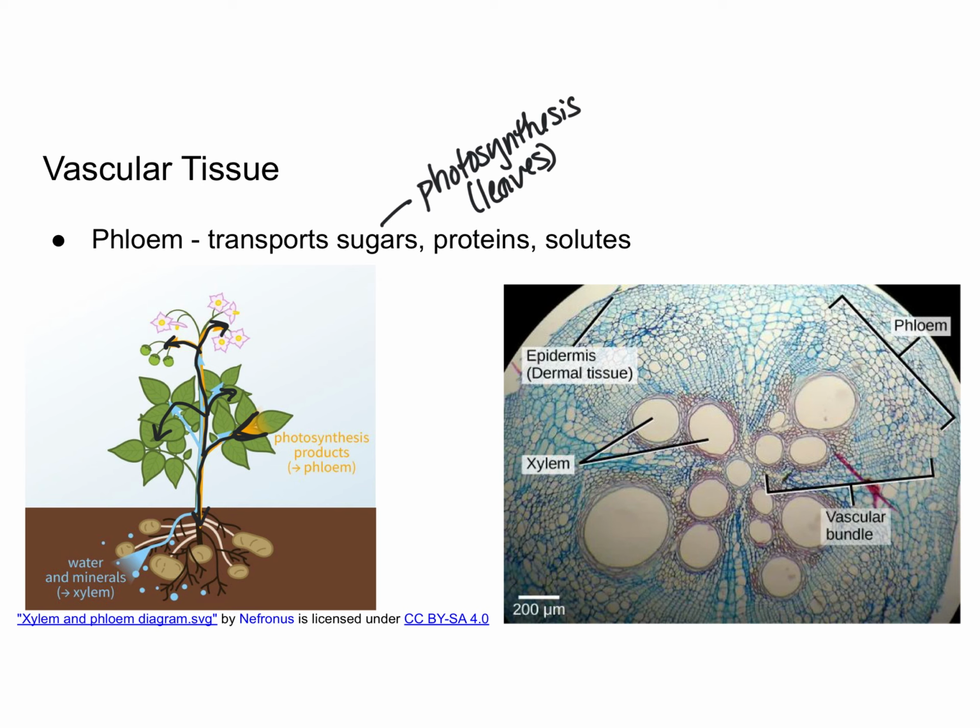On this cross section of a plant through a microscope, we can really clearly see the xylem here. So these big open vessels here. And then the phloem is this tissue, in this case, that is surrounding the xylem.